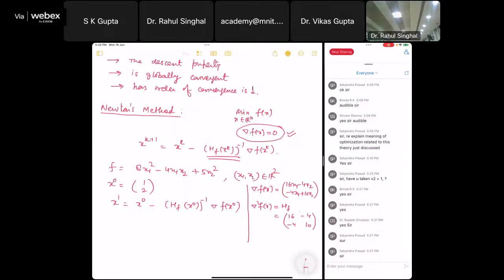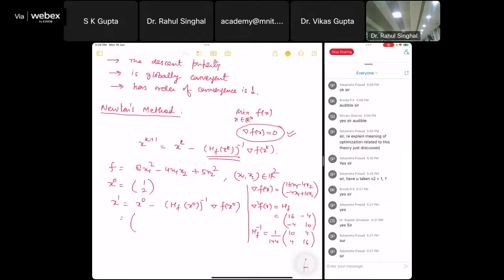And what is a constant matrix free from x, so you can find its inverse and it is applicable for each xk. So you can simply see that the inverse will be 1 by 144 times the matrix 10, 4, 4, 16.